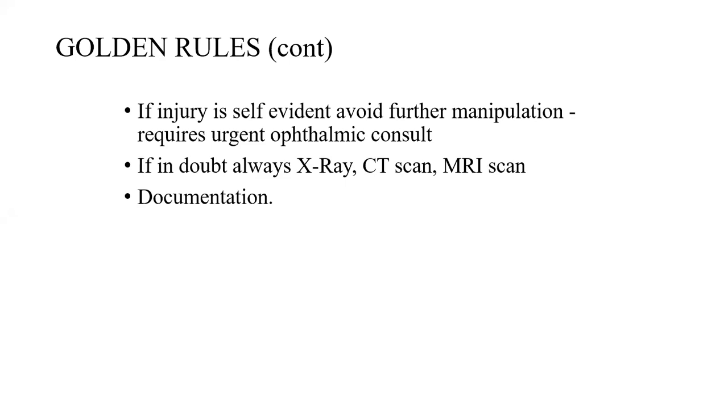Also, if injury is self-evident, avoid further manipulation. It requires urgent ophthalmic consultation. If in doubt, always use X-ray or CT scan or MRI scan if available. Now, there's a question about MRI. If you're suspecting a metallic foreign body, don't subject the patient to MRI because it involves magnetic fields and they can cause vibration of the metallic particle and can cause serious damage within the body or within the eye.